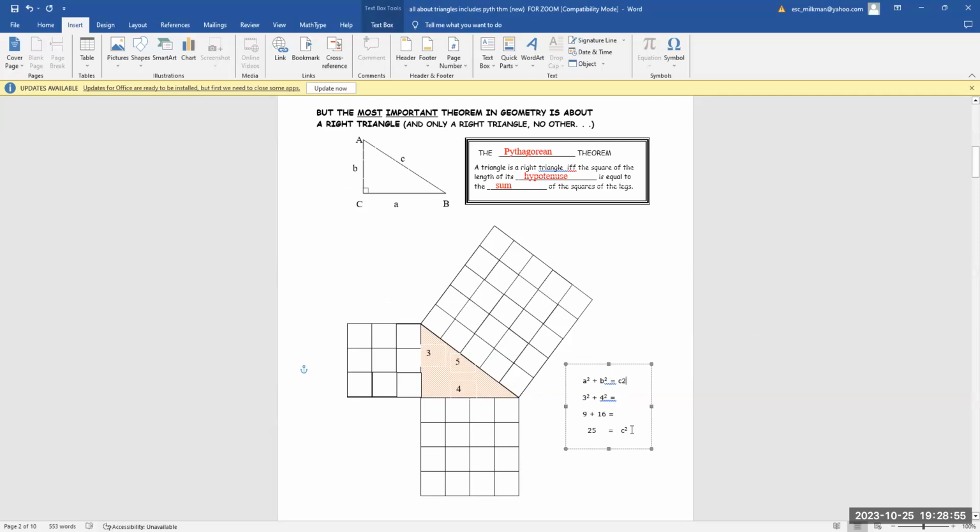I think I've got c squared down there. I'm not sure how to make this go right now. Let me see. How can I make that be an exponent? It's not showing up. There it is. Is that it?